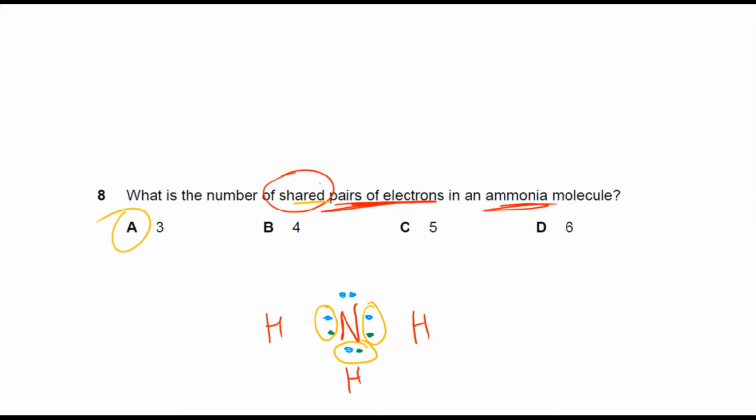Again, I will repeat myself from the previous video. Shared pairs is what is being asked, so be very careful. If you ignore the word shared, you will answer 4. If you read shared but did not read pairs, you would say 1, 2, 3, 4, 5, 6. So in either case your answer would be wrong. So do give your MCQs a good reading. Moving on.